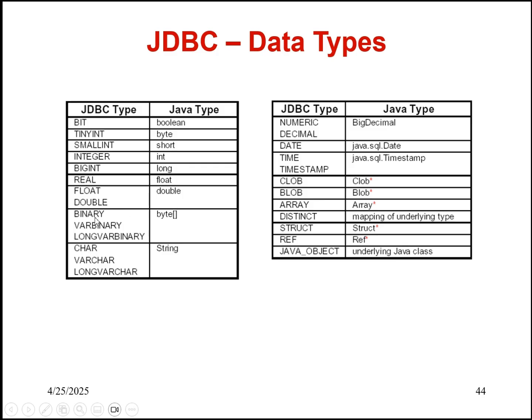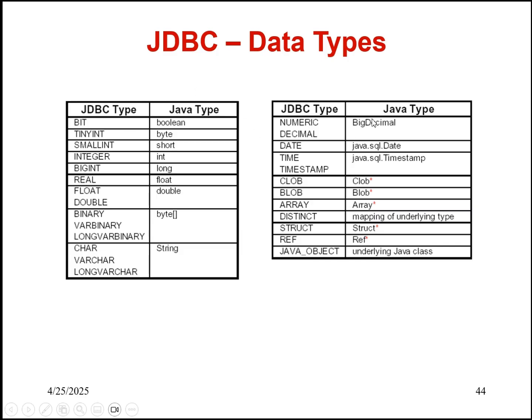Byte array can be represented as a BINARY data type, or VARBINARY data type, or LONGVARBINARY data type. String has different string data types, like CHAR, which is a fixed character type, variable character VARCHAR, and LONGVARCHAR.